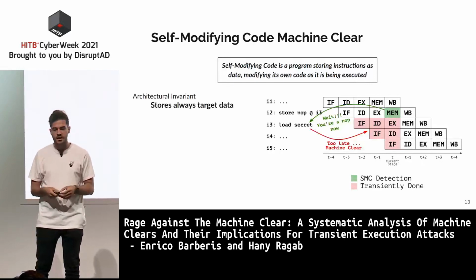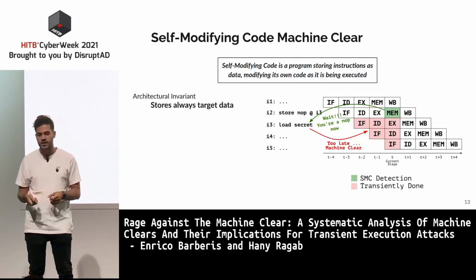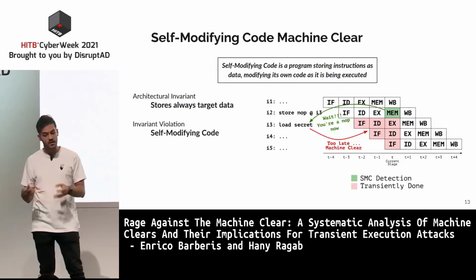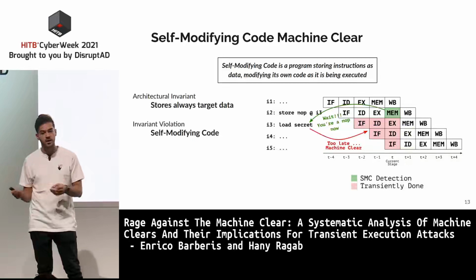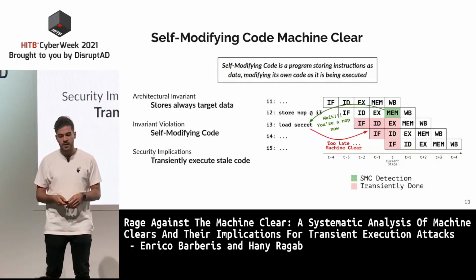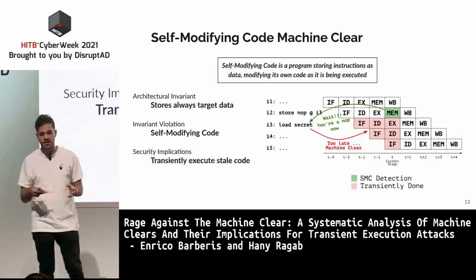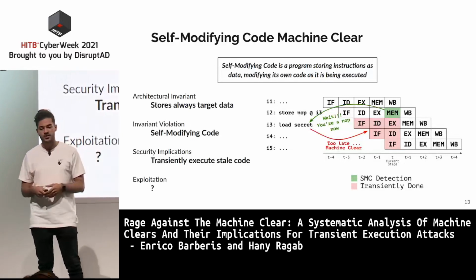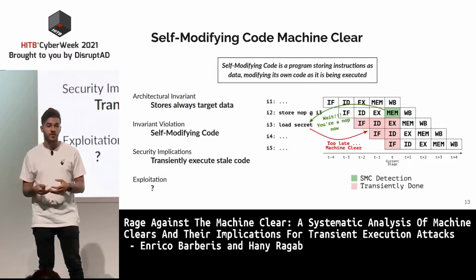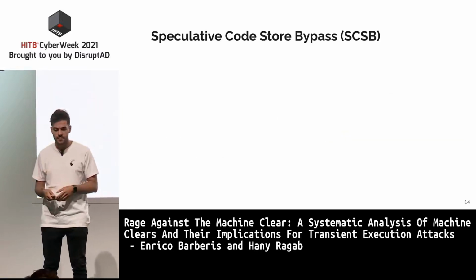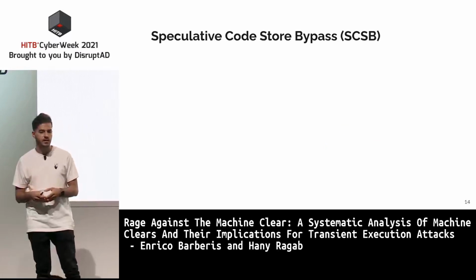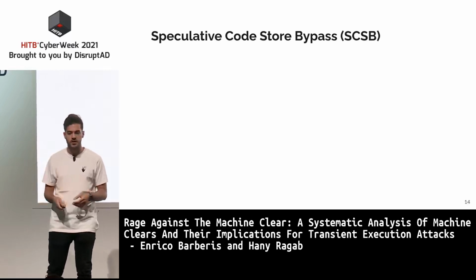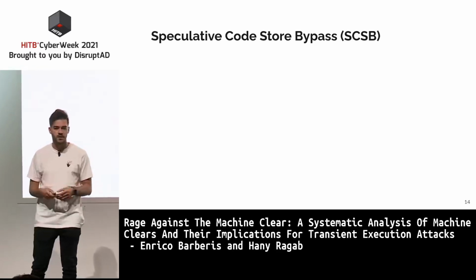So the architectural invariant here is that store instructions always target data memory addresses. This invariant is violated in the case of self-modifying code, which does exactly the opposite, where it targets code memory addresses instead. This invariant violation allows an attacker to transiently execute stale code, which is in this case the load secret. And in order to understand how we can exploit such behavior, we need to understand what is the attack primitive that this type of machine clear provides us with. So speculative code store bypass is an attack primitive that is built on top of a transient execution window created by a self-modifying code machine clear, which allows an attacker to execute stale code under its control.